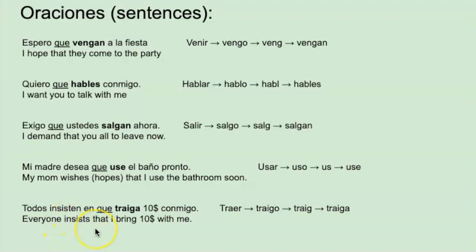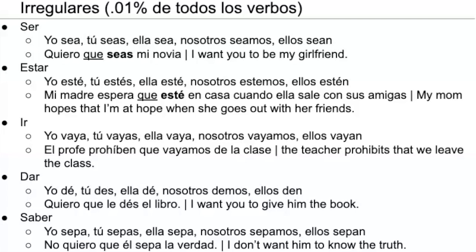Todos insisten en que traiga $10 conmigo. So traer, traigo, traig, traiga. Okay, so now here are the irregular verbs of the tense. There's only 5, I believe. So basically the verbs are ser, estar, ir, dar, and saber.